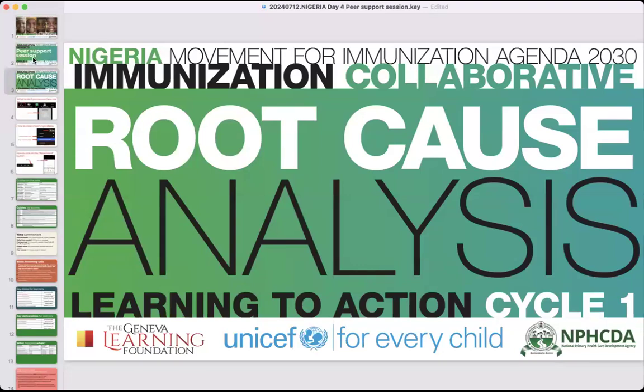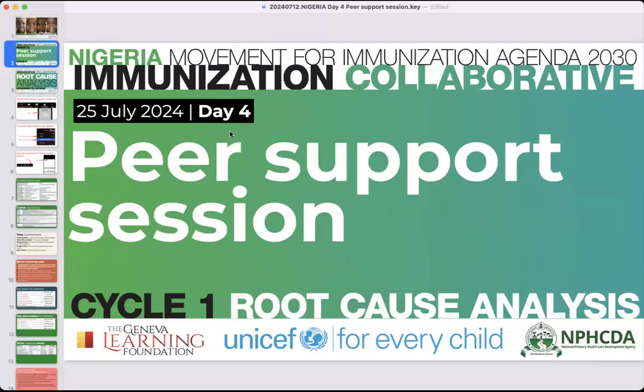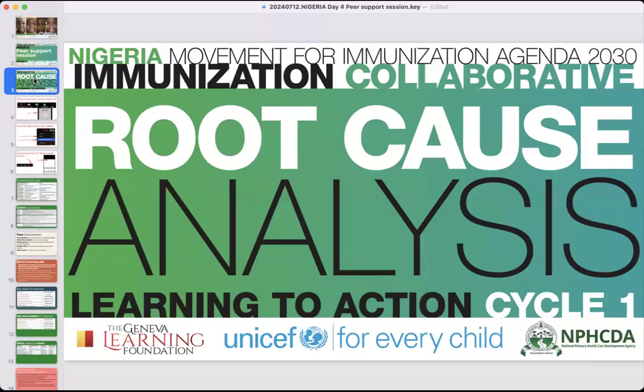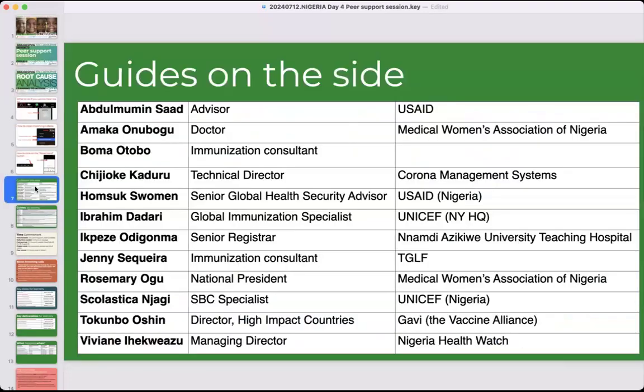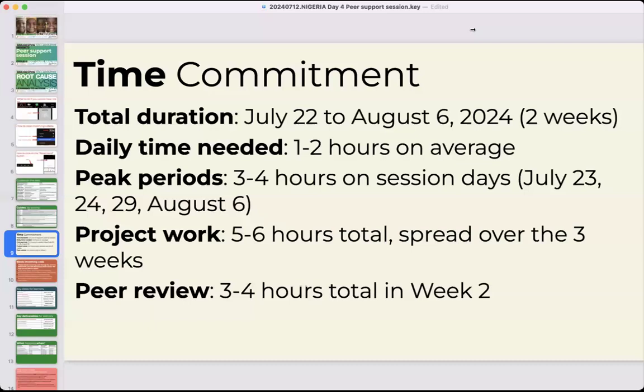Okay, so today is really day 4 of the Nigeria Immunization Collaborative, and it's our very first peer support session. We're focusing on root cause analysis of your priority immunization challenge in order to look for ways to solve this. Just a quick recap, I want to thank and recognize our guides that are here for today's session. Even though we don't turn to them often, we know that their input and feedback is valuable to support scholars as they work on their root cause analysis.